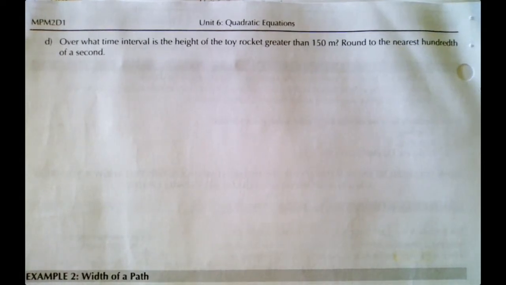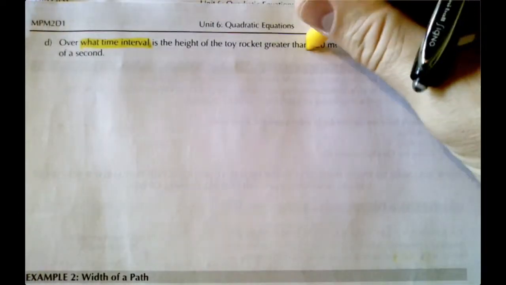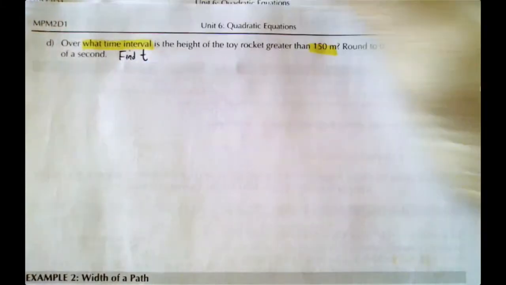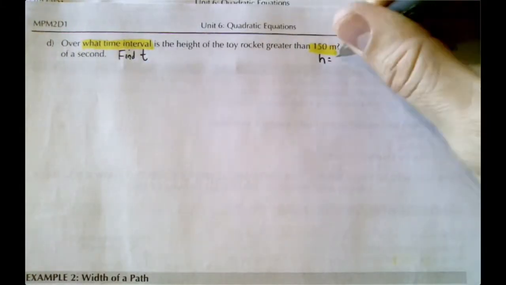Over what time interval is the height of the toy rocket greater than 150 meters? Over what time interval? Neat. So it wants times, and we're given a height. So we want to find time when we have a certain height.